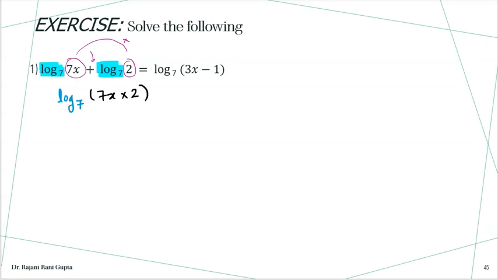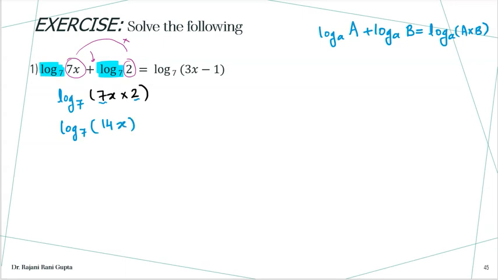How do we get this? By using the rule log to the base a of a plus log to the base a of b. As addition is there, it becomes log to the base a of a multiplied by b. So let's first simplify the left hand side. This is log to the base 7, and we multiply 7 with 2. 7 times 2 is 14x. This is all that we can do for the left hand side.